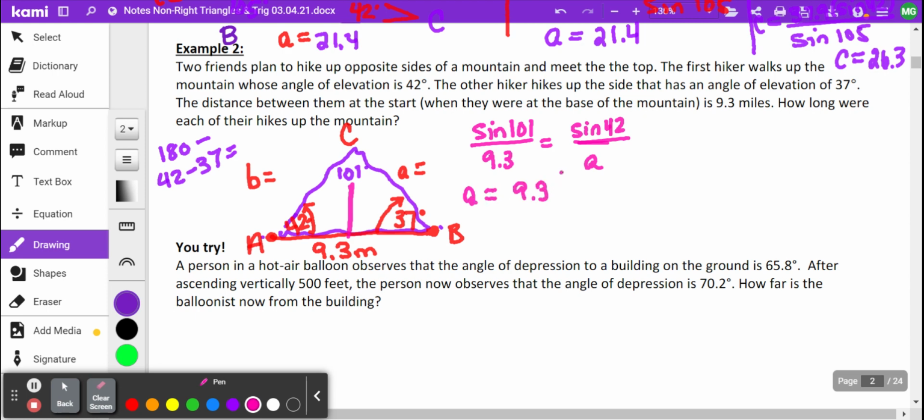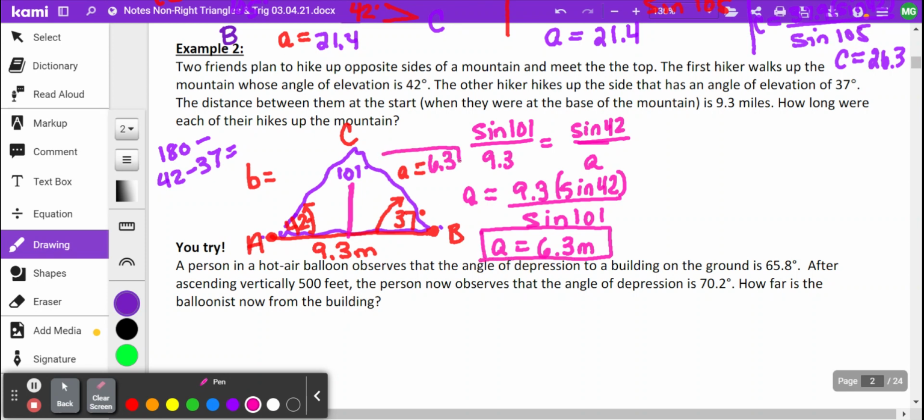It's 9.3 times the sine of 42, all divided by the sine of 101. And again, you're going to put that in your calculator. Hopefully you get the right answer, which is 6.3 miles. It's a good hike. Okay, so 6.3 miles for this side right here.